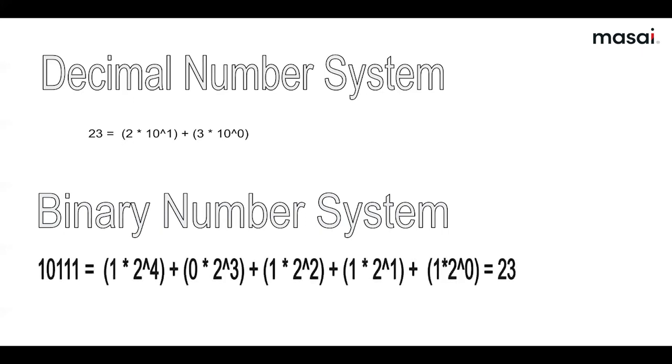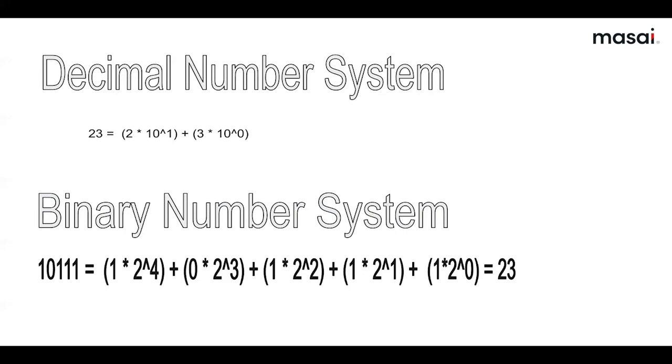So if you see here, we have 10111, which is the binary notation for the number 23. But how is it? Let's look into it. Now, just like in decimal number systems, where we were multiplying with powers of 10, now, because we have two options, we are multiplying with powers of 2. The rest of the logic remains the same.